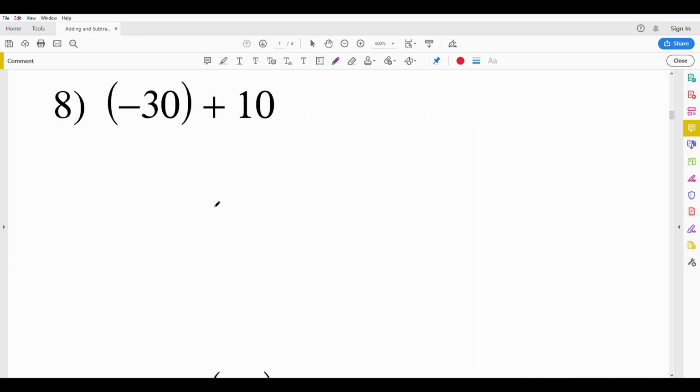Now in number 8, we have negative 30 plus 10. Remember our trick to figure out if it's negative or positive. The absolute value of this first number, negative 30, is greater than the absolute value of 10, because 30 is greater than 10, so we know that our number is going to be negative. So negative 30 plus 10, we're starting in the negatives, but we're moving to the right when we add 10 to that negative 30. So that's going to be a negative 20.